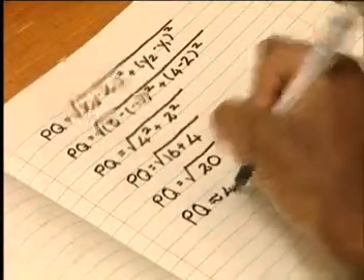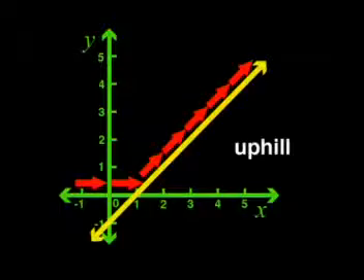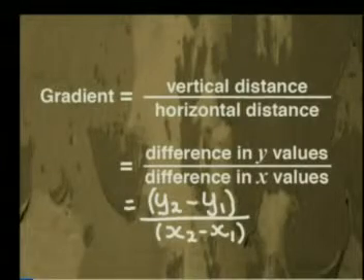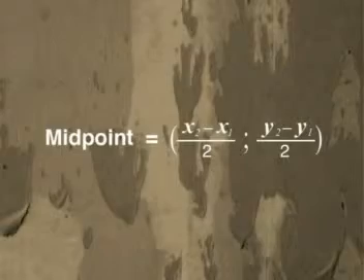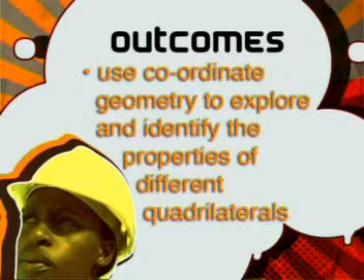Well, so far in this series, we have worked with points, lines and shapes on the Cartesian plane. Today, we are going to put this knowledge to practice. So far, we have worked with formulae to find the distance between 2 points, the gradient of a line segment, and the midpoint of a line segment. By the end of this lesson, you should be able to use coordinate geometry to explore and identify the properties of different quadrilaterals.